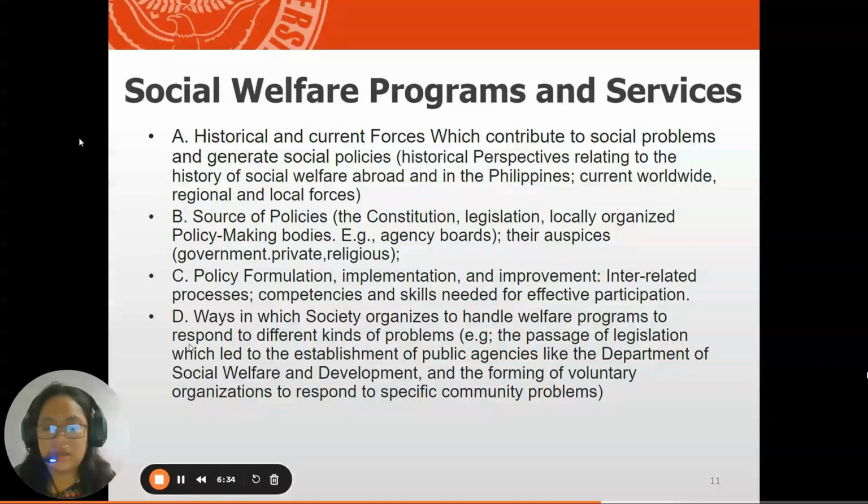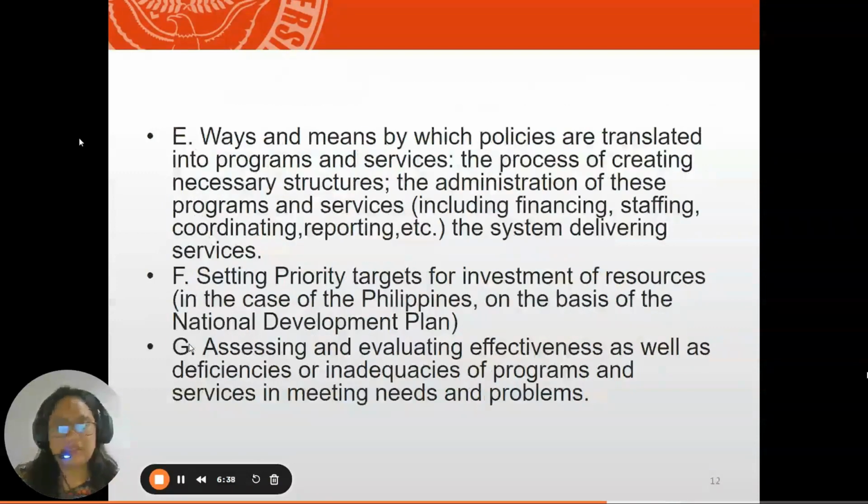The next is the policies are translated into programs and services through the following processes: the creation of necessary structure, the administration of these programs and services that include financing, staffing, coordinating, reporting, and many more. The system of delivering services. Then, setting priority targets for resource investment in the Philippines based on the National Development Plan. Then, lastly is assessing and evaluating the effectiveness as well as the deficiency or inadequacies of programs and services in meeting needs and problems.